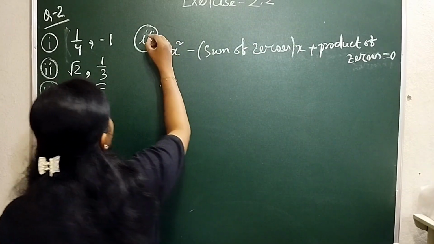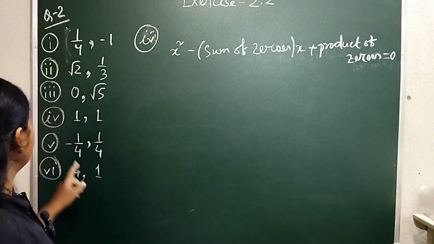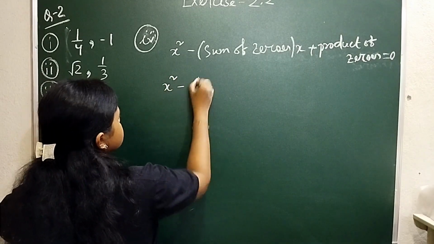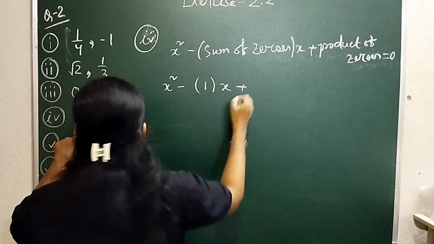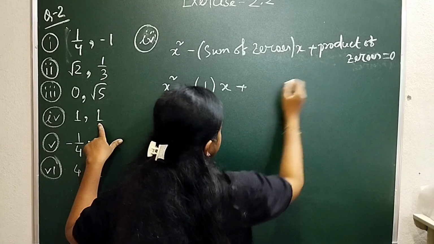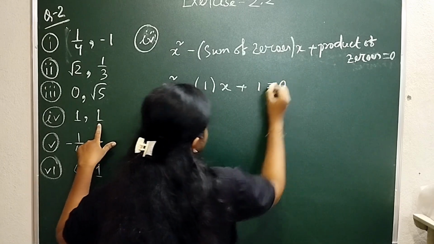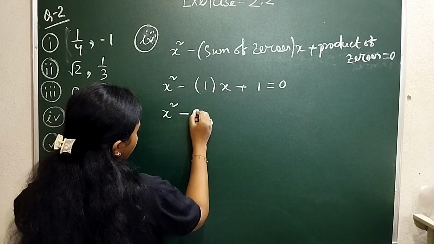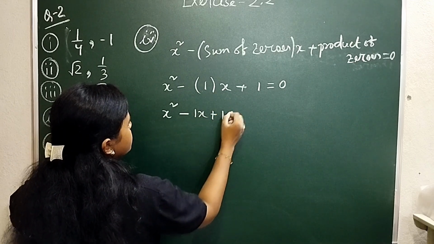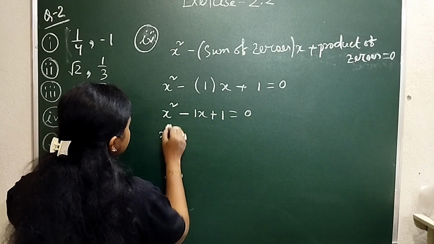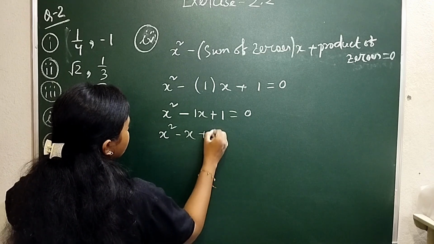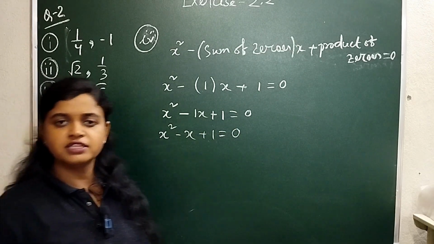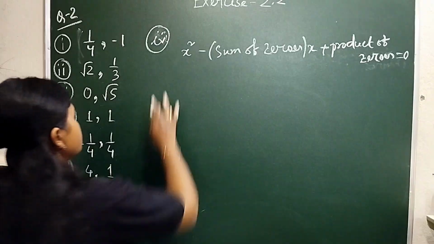Question number 4. The sum of the zeros is 1. So x square minus 1 into x plus product of the zeros, that means 1, equals to 0. So x square minus 1x plus 1 equal to 0. If I simplify that, x square minus x plus 1 equals to 0 is the quadratic polynomial for question number 4.